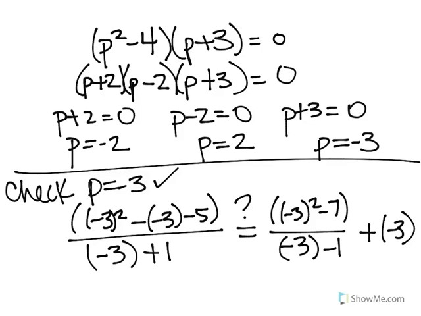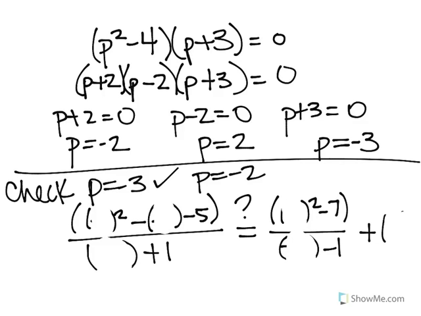So that's 1. The next one you want to check is if p equals negative 2. So everywhere you see a negative 3 on here, you're now going to replace it with a negative 2. Plug that into your calculator and see if they both equal the same thing on each side.